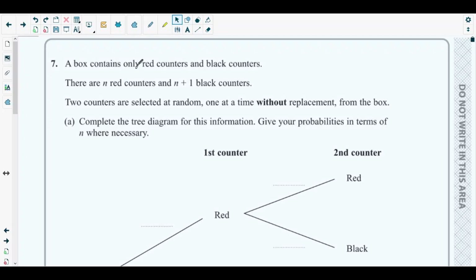Question number 7 says a box contains only red counters and black counters. There are n red counters and n plus 1 black counters. Two counters are selected at random, one at a time without replacement. That means after they have picked one, which can be either red or black, they are not putting it back in the box. That is what is meant by without replacement.